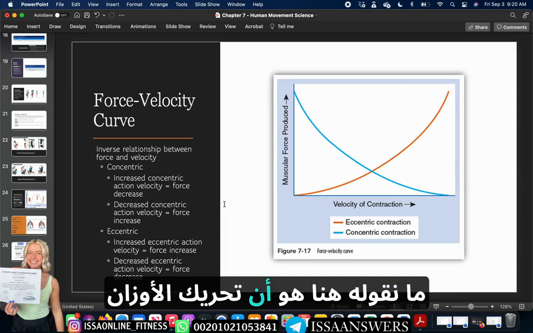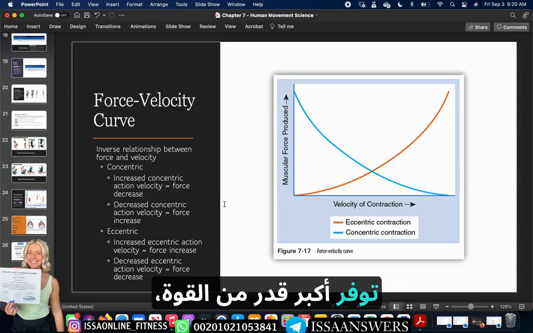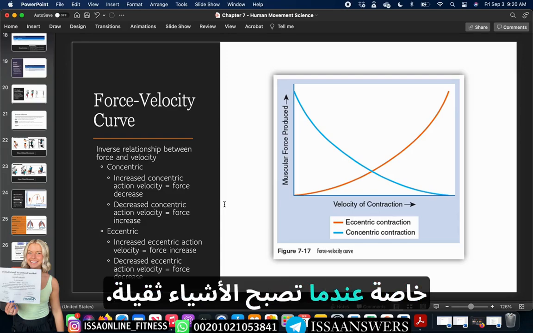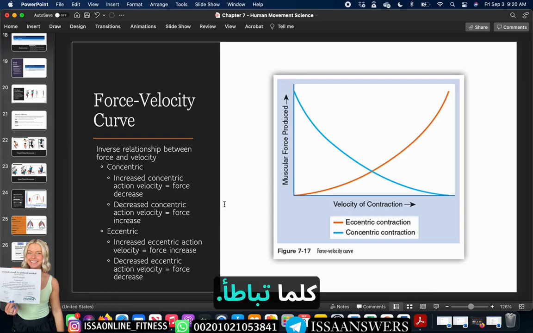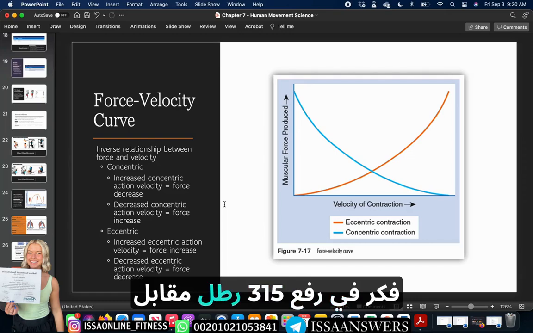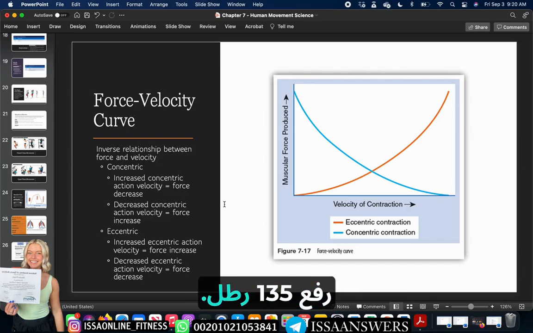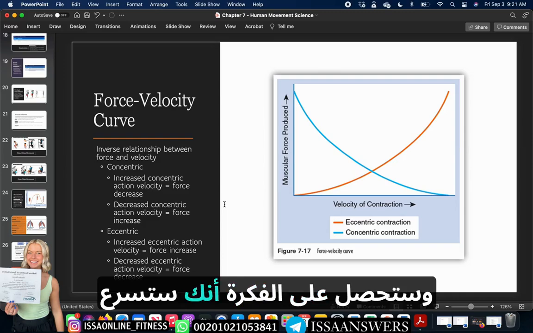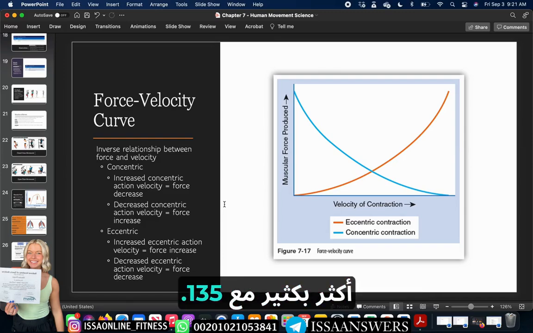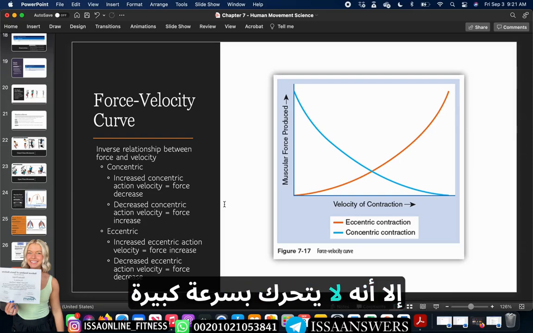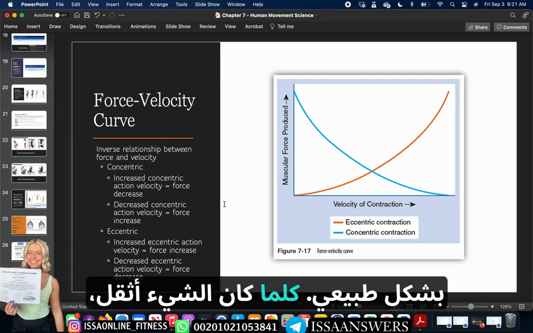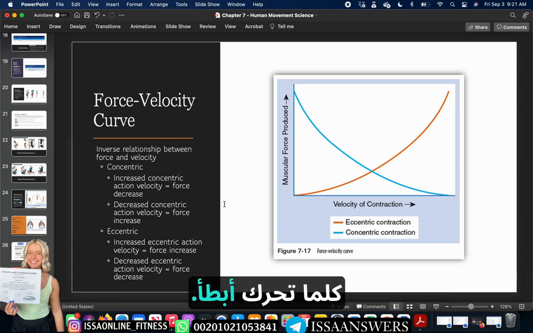So what we're saying here is that moving weights faster doesn't necessarily mean you're providing the most force, especially when things get heavy. As something becomes heavier, in our action, it slows down. Think about that 315 deadlift versus a 135-pound deadlift, and you get the idea that you will speed up a lot more with 135, and although you can pull using a lot of muscle force for 315, it just naturally does not move very fast. So the heavier something is, the slower it moves. The lighter something is, the faster it moves.